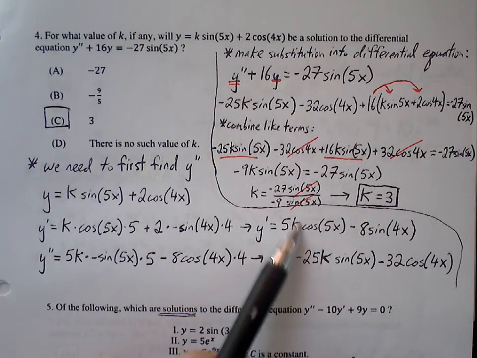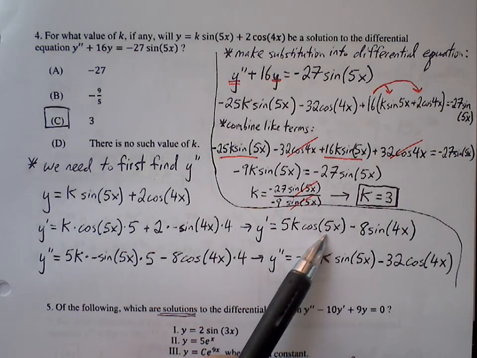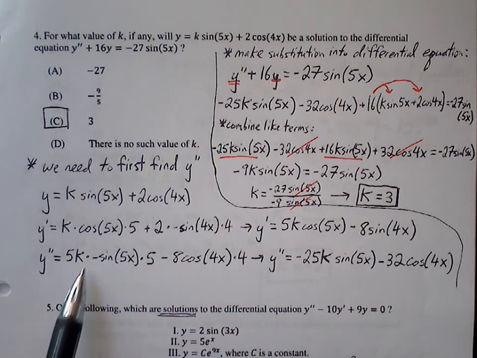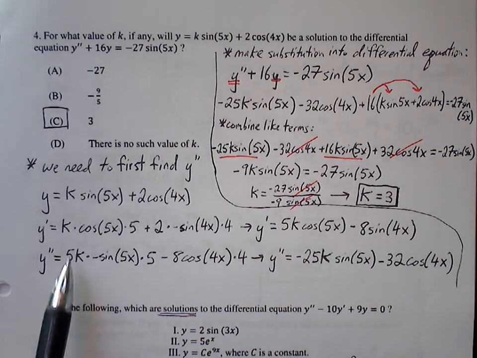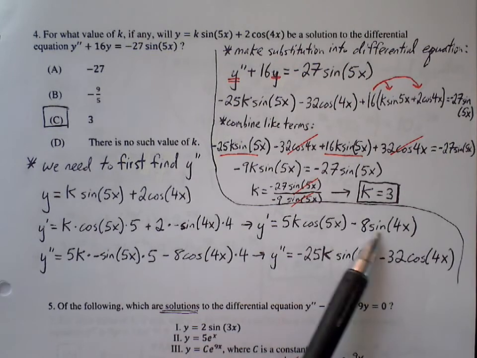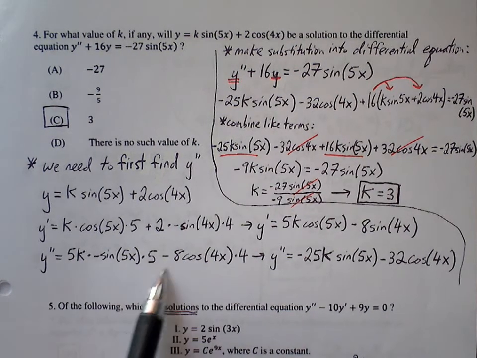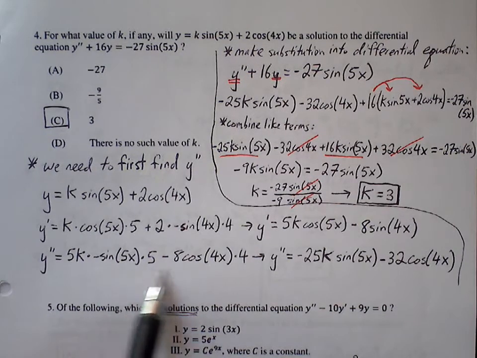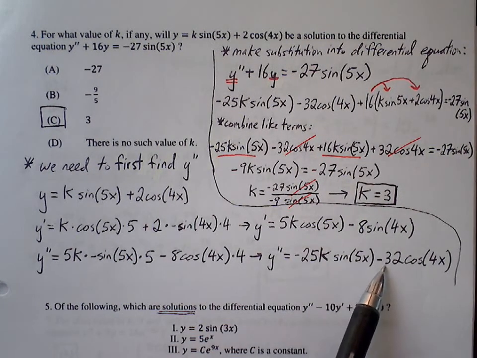Again, 5k is just a number that hangs out in front of my variable expression. Cosine of u becomes negative sine of u times u prime with the 5k hanging out in front. And then sine of u becomes cosine of u times u prime with a negative 8 hanging out in front. So this cleans up to be negative 25k sine 5x minus 32 cosine of 4x.